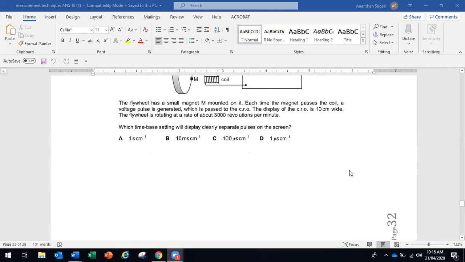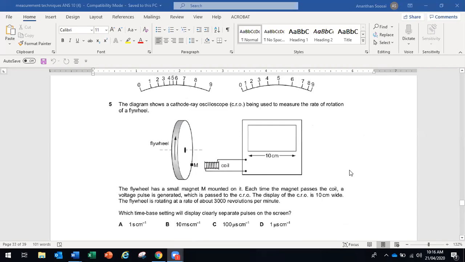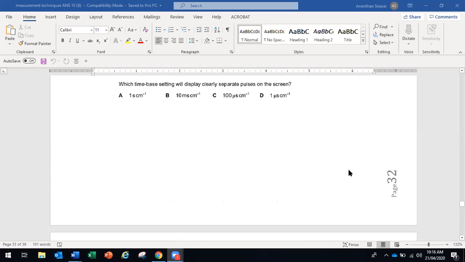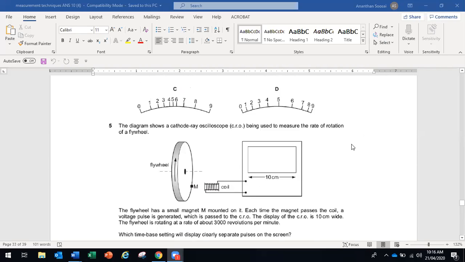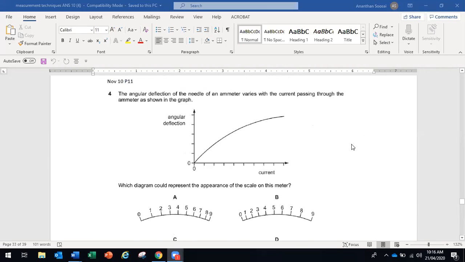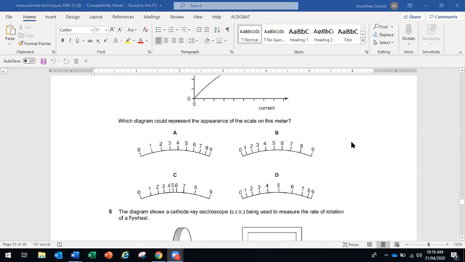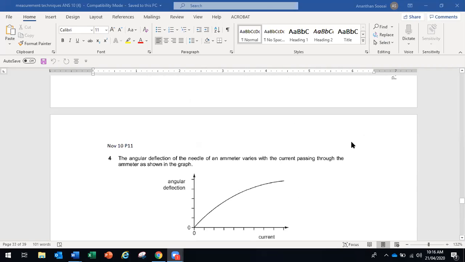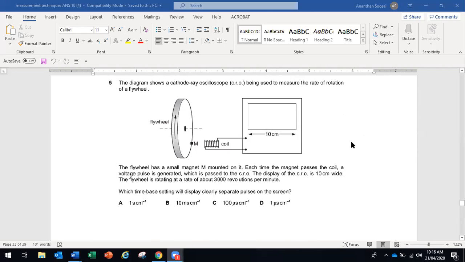Then today's lesson is going to be kind of like again. Can you talk about the cathode ray one? Cathode ray oscilloscope. Which question? Number 5. This one. Okay, everyone. Let's see. It's November 10, paper 11, page 32 question.